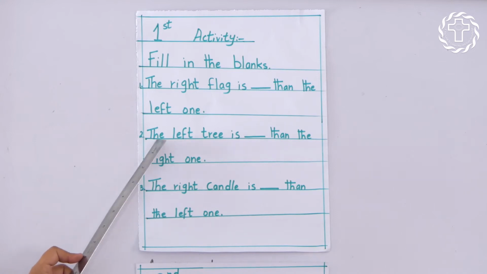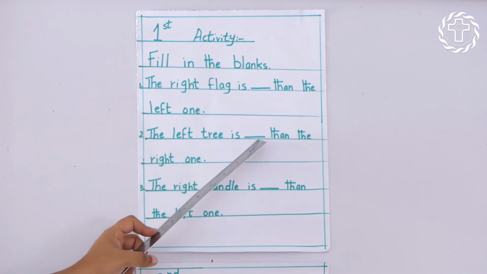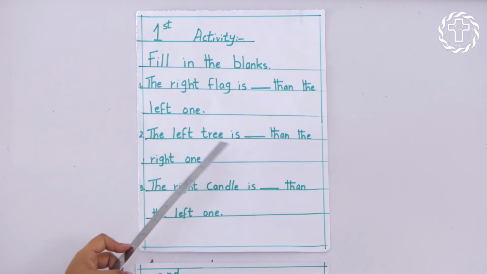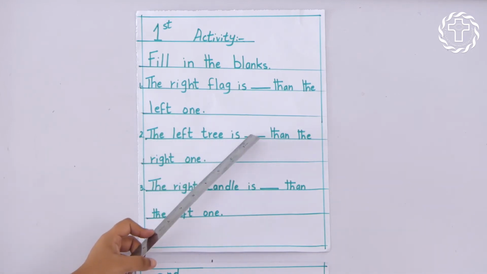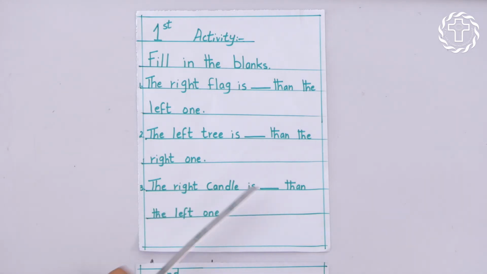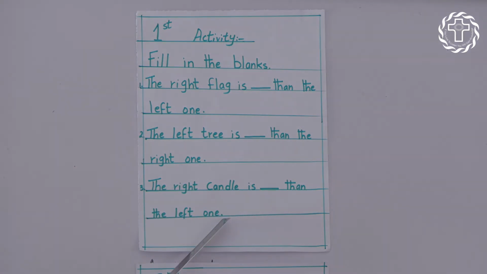Second one: the left tree is dash than the right one. The left tree is taller than the right one. The third one: the right candle is dash than the left one. The right candle is taller than the left one.